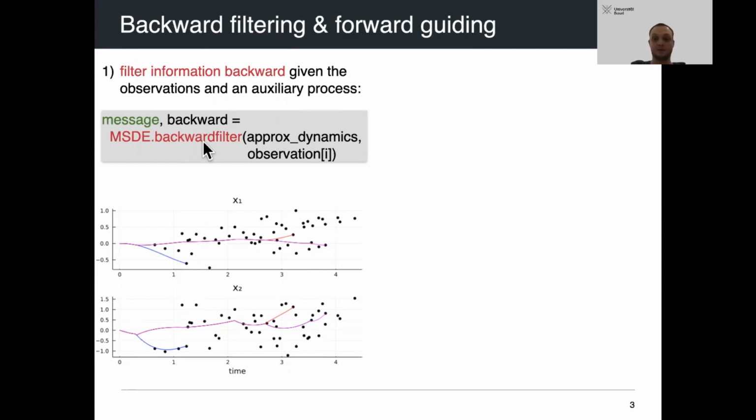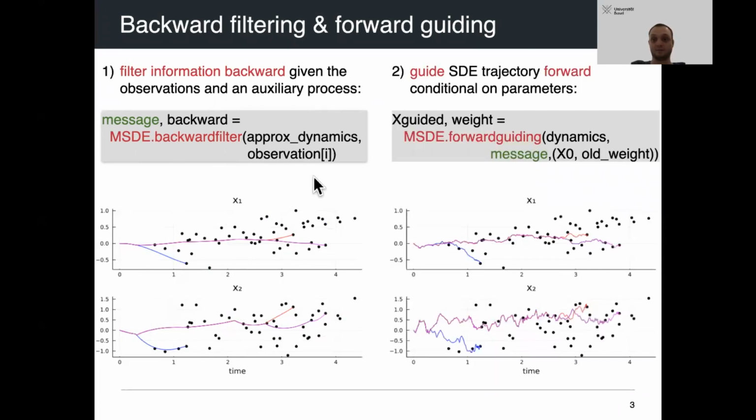The package then implements these backward filtering functions which compute a message for you. These messages are then visualized here, and these give the expected trajectories to which we want to guide forward simulations. So the second step is then to guide SDE trajectories which are conditioned on the parameters forward such that they follow approximately these messages. The main trick here is that we can compute a weight that accounts for using these approximate dynamics in the backward filtering. Given the guided forward trajectories and the weight, it's actually then straightforward to set up parameter inference.